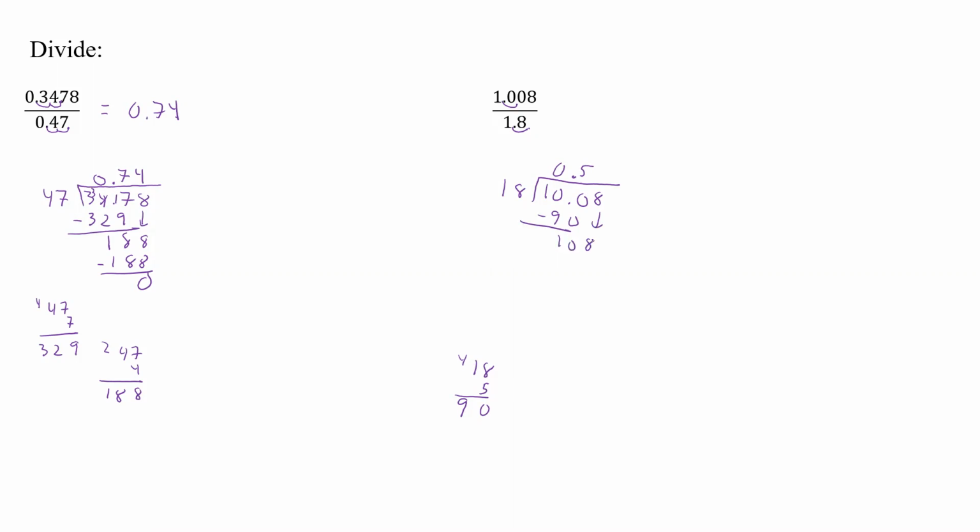Bring down our 8. And now I think this is when we can use our 6. 18 times 6, that's going to be 48. And 6 and 4 is 10. So that's going to give us a 6. And then we have 108. Subtract that off, that's 0. So then this is going to be 0.56.